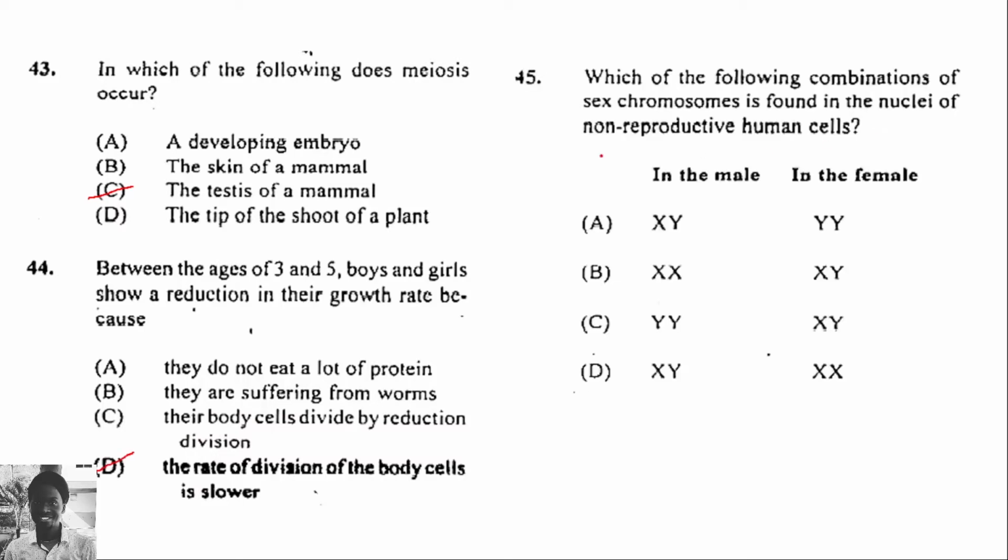Number 45. Which of the following combinations of sex chromosomes is found in the nuclei of non-reproductive human cells? A. XY for males and YY for females, B. XX for male and XY for female, C. YY for male and XY for female, and D. XY for male and XX for female. Okay, that's a knowledge question. The answer here is D. XY for males and XX for females. Okay, good.